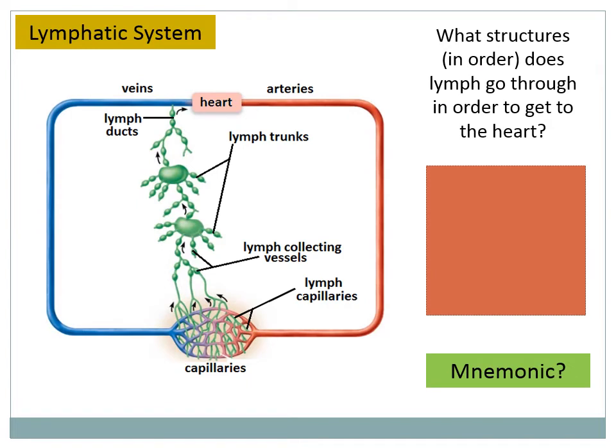So looking at the structures that lymph has to go through in order to get to the heart, we're going to start here with our lymphatic capillaries, or lymph capillaries. Go ahead and list out what it has to go through in order to get to the heart.